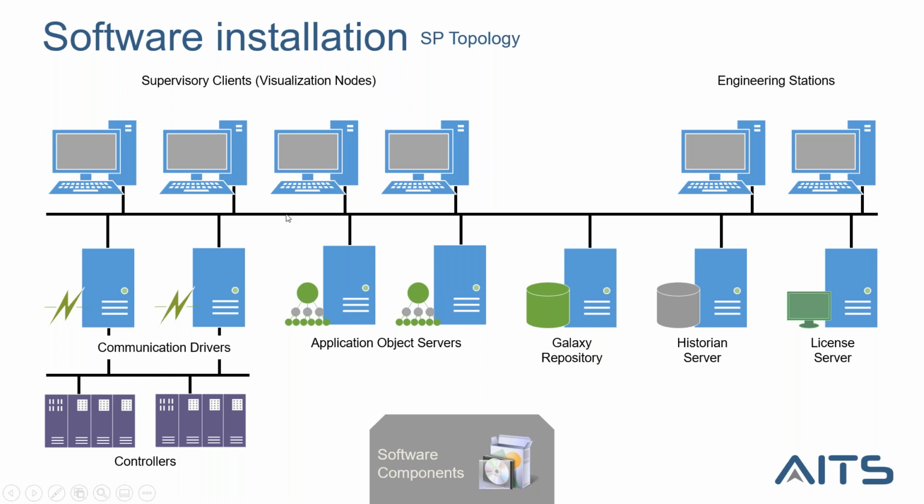But regarding the all-in-one, we don't recommend it a lot. We always recommend that the Galaxy repository and the historian server be two servers separated from everything else. So two different servers separated from the runtime. This is the first recommendation we make.